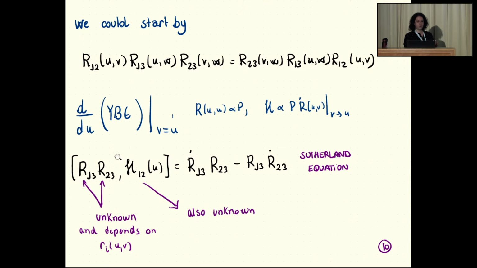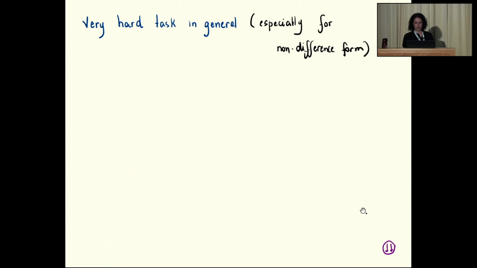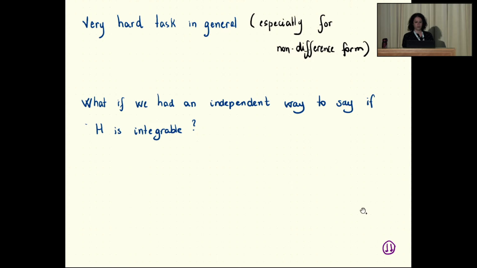So the ideal would be if we knew what this Hamiltonian could be. If we had some clue, like some hint about the Hamiltonian, we could do much more. It would be much easier to solve. So the question is, do we have an independent way to say if this H is integrable, or let's say if we can put some extra conditions on this H from the beginning.